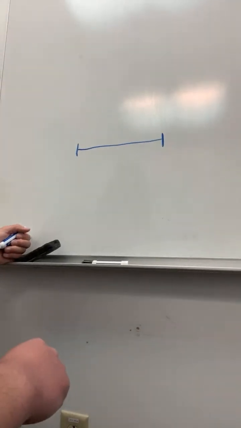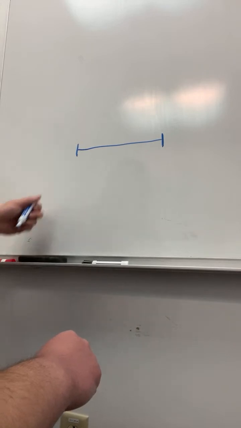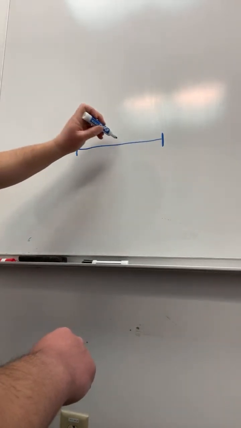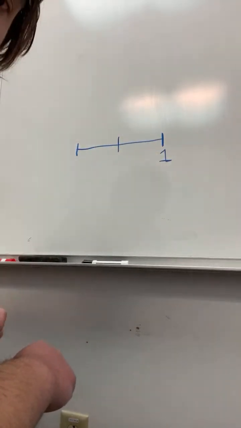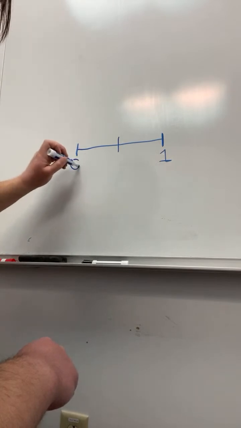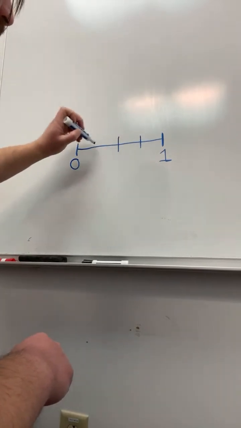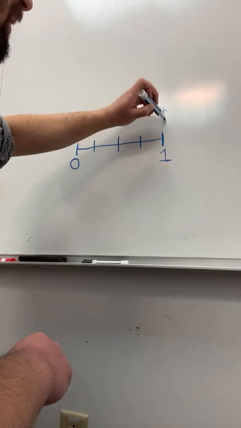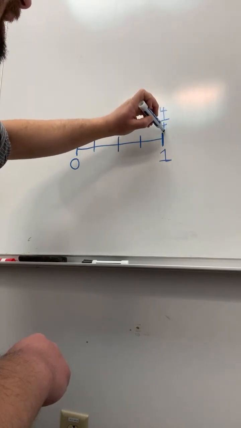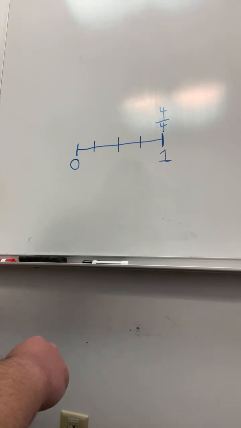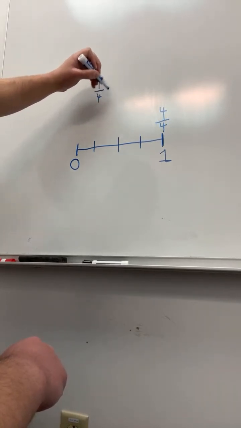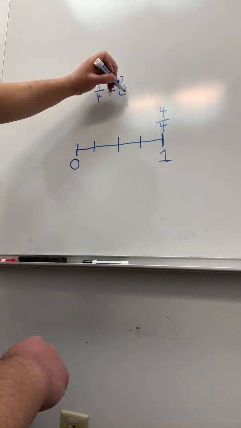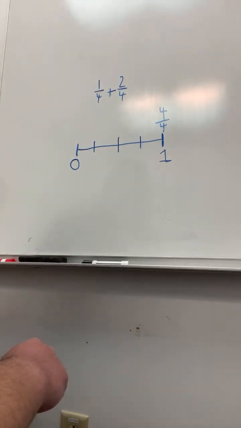All right, so I'm going to do fourths this time. So we have one whole. And one whole, if we're going to work with fourths, would be equal to 4/4. Let's say the fraction problem is 1/4 plus 2/4. First thing I'm going to do is fill out the fractions on the number line.